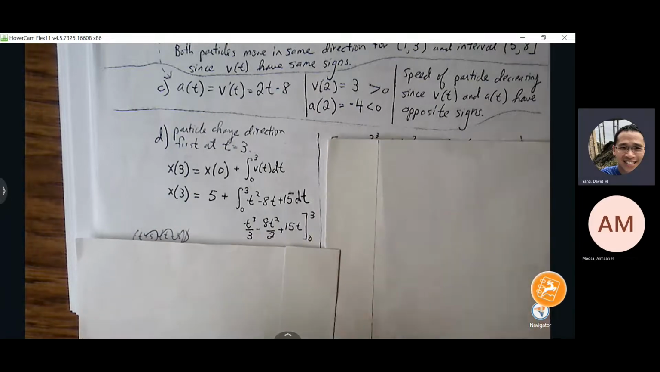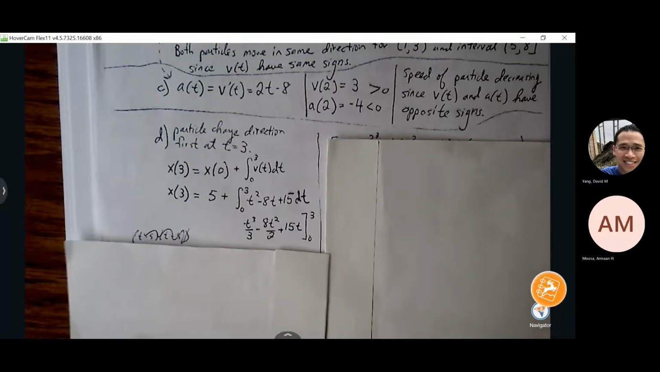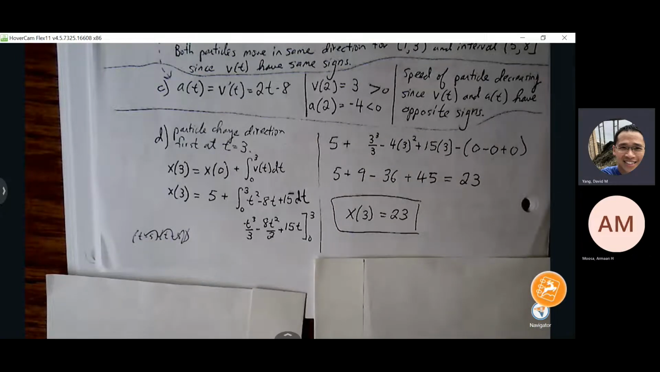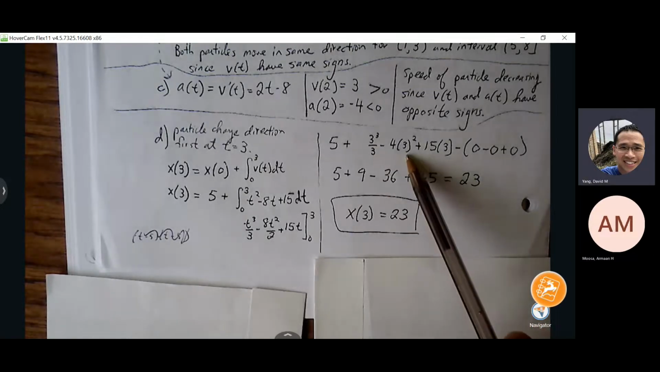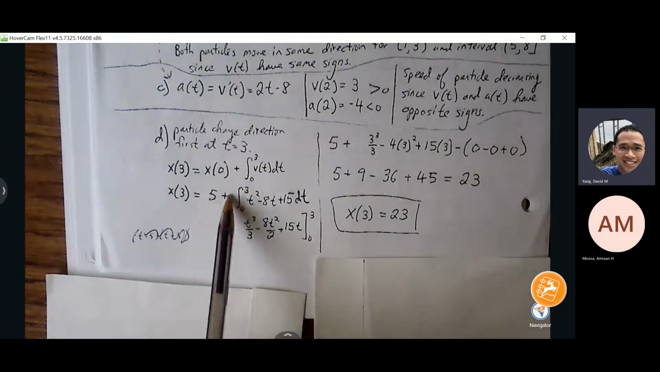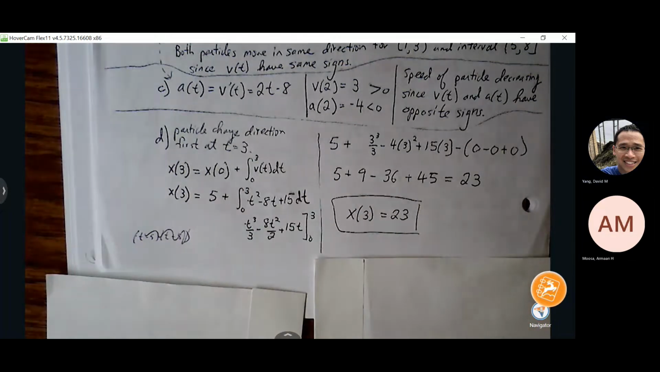And then we work in our 3 and 0. Upper bound first, minus parentheses lower bound. The 0 will wipe everything out, which is nice. And then we're just trying to combine all these numbers together. 3 cubed over 3 is 9. 4 times 9 is 36. 15 times 3 is 45. Make sure we add it on to our starting point. This is the progress we made, and we get 23 as the location of this particle 3 seconds in.